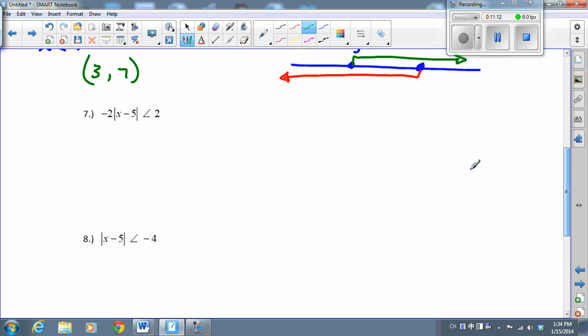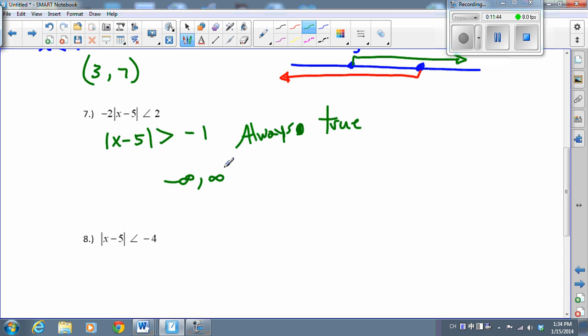Now, let's look at the next one. I will first divide by negative 2 on both sides to get absolute value of x minus 5 is, I will have to flip it because I divide by negative, greater than negative 1. Well, you're getting an absolute value is bigger than a negative number. This is always true. Because it's always true, the solution is negative infinity till infinity. It's always true because I'm telling you here that a positive number is bigger than negative 1.